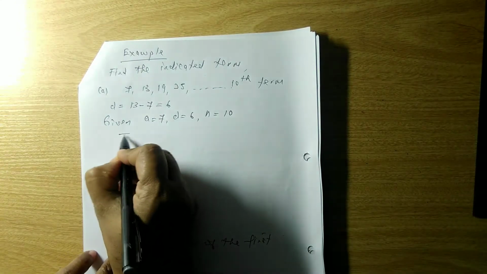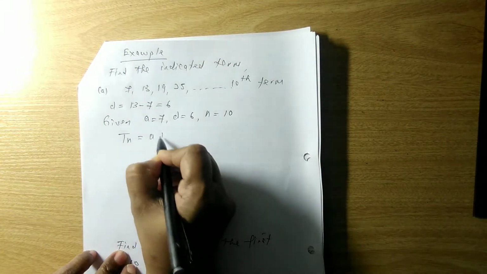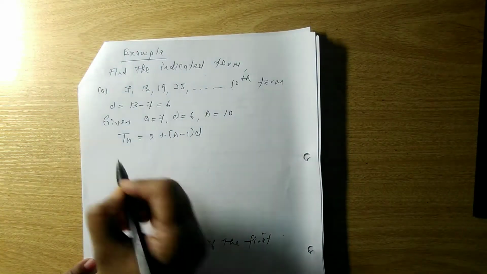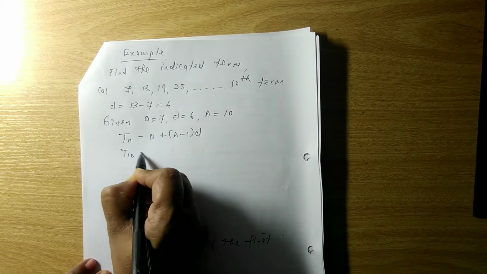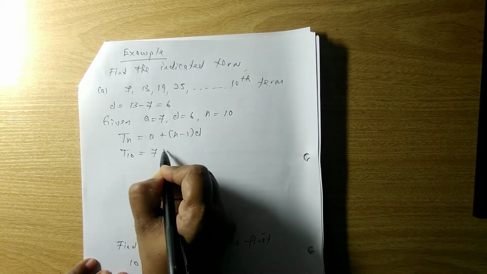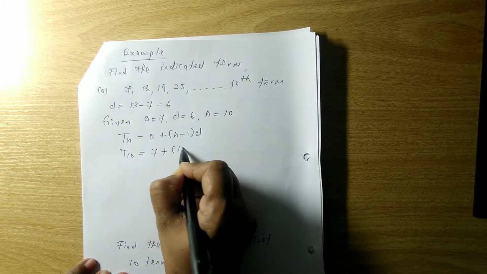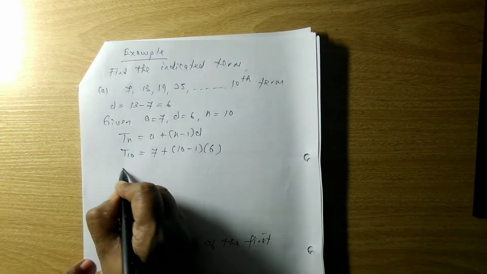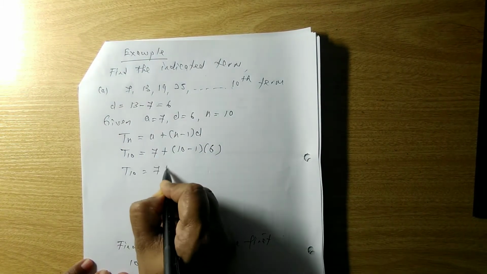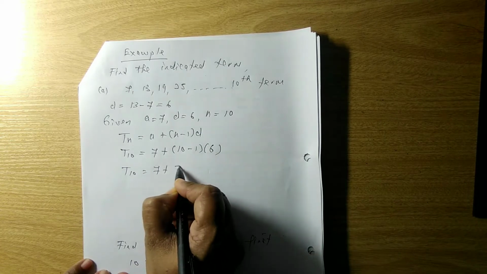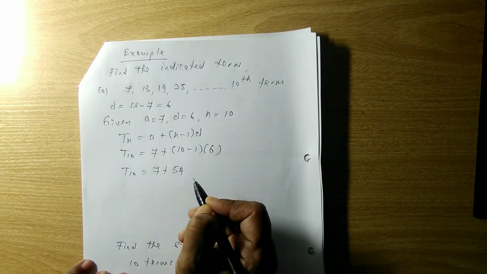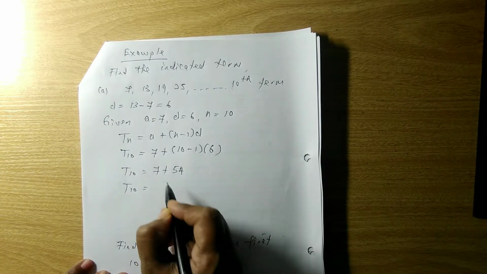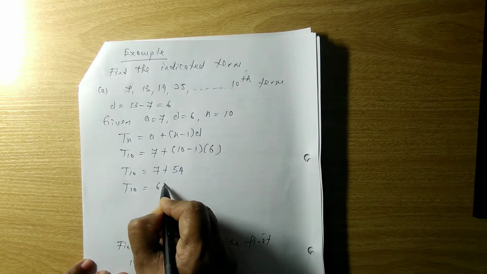We just write down the formula: Tn is A plus (n minus 1)d. I'm looking for T10, so A is 7, plus n is 10 minus 1, and d is 6. So this is 9 times 6, which gives me 54. That means my 10th term is 7 plus 54, which is 61.